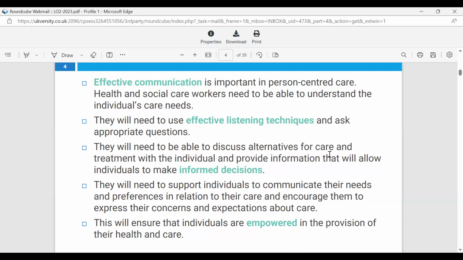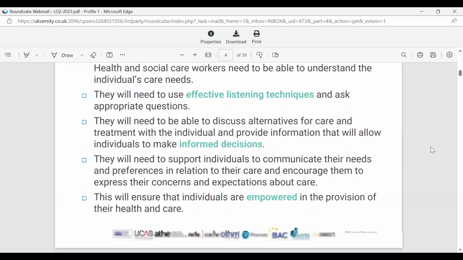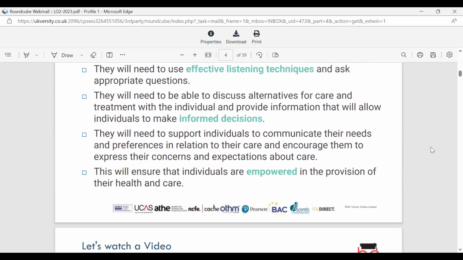They would need to be able to discuss alternatives for care and treatment with the individual and provide information that will allow the individuals to make informed decisions. They will need to support individuals to communicate their needs and preferences in relation to the care and encourage them to express their concerns and expectations about the care. This will ensure that individuals are empowered in the provision of their health and care.